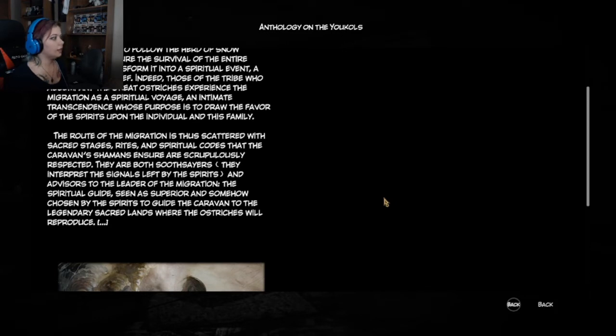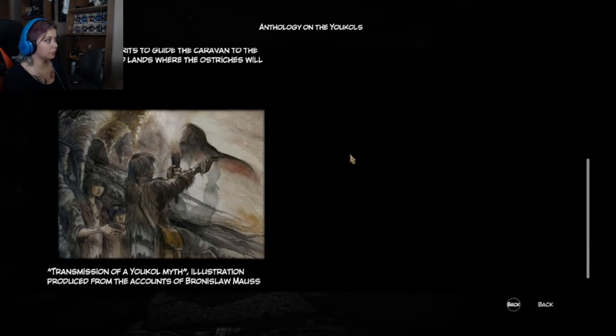Scrupulously? Yeah. They are both soothsayers. They interpret the signals left by the spirits and advise the leader of the migration, the spiritual guide, seen as superior and somehow chosen by the spirits to guide the caravan to the legendary sacred lands where the ostriches will reproduce. Kirk was chosen as the guide, right? I think that's what he said earlier.